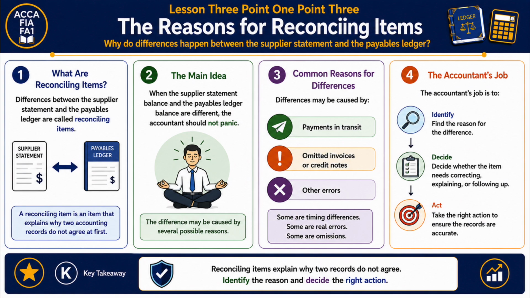The main idea. When the supplier statement balance and the payables ledger balance are different, the accountant should not panic. The difference may be caused by payments in transit, omitted invoices or credit notes, or other errors. Some differences are only timing differences. Some differences are real errors. Some differences are omissions, meaning something has been left out. The accountant's job is to identify the reason and then decide whether the item needs correcting, explaining, or following up.